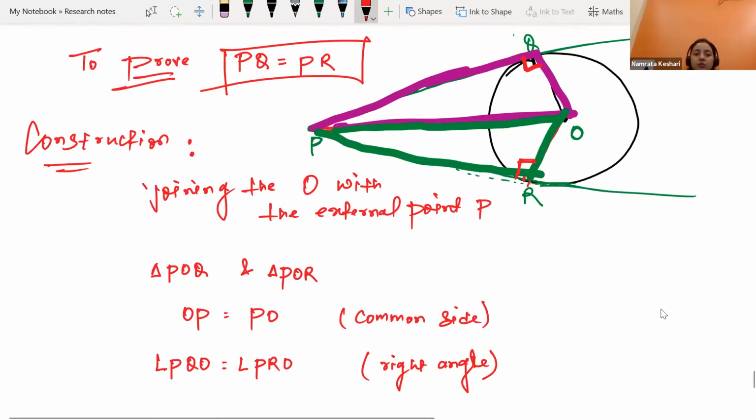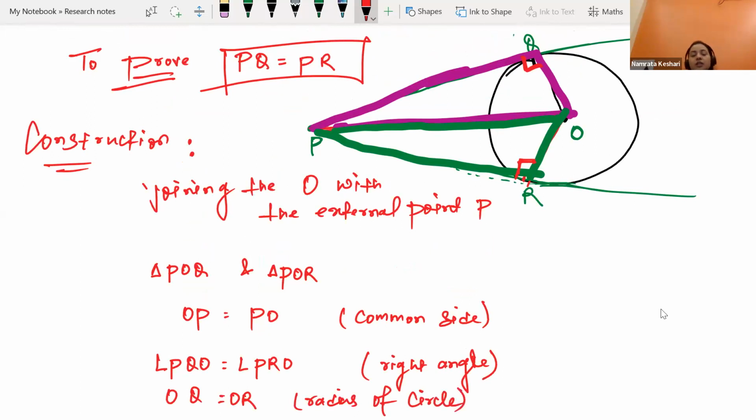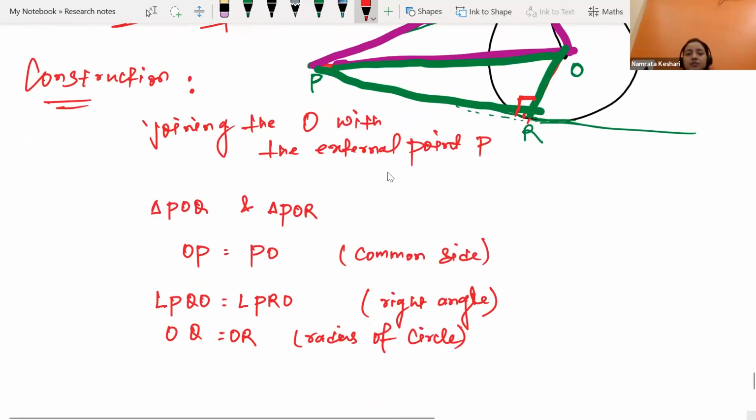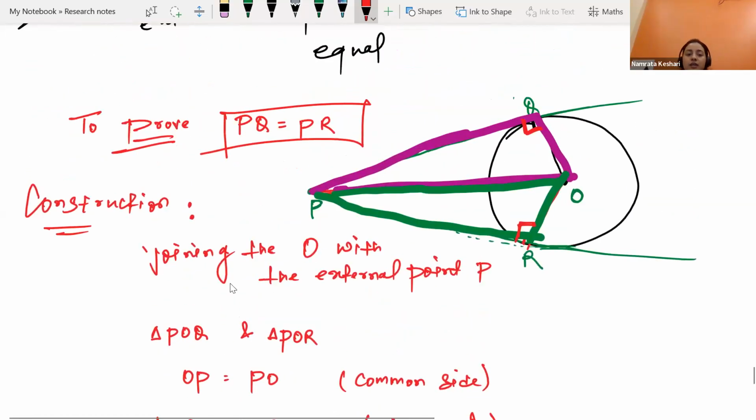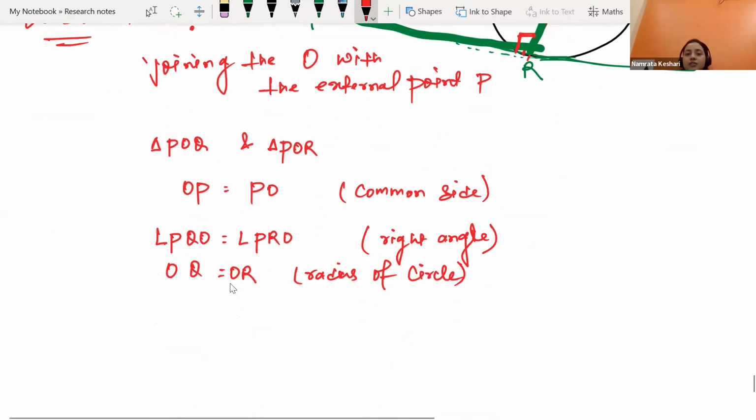Now apart from this, we can also say that OQ and OR are nothing but the radius of the same circle, and these two must be the same. So these three statements we have created over here. Now, which criterion is working? SAS, SSS, angle side angle, angle side... what? RHS.